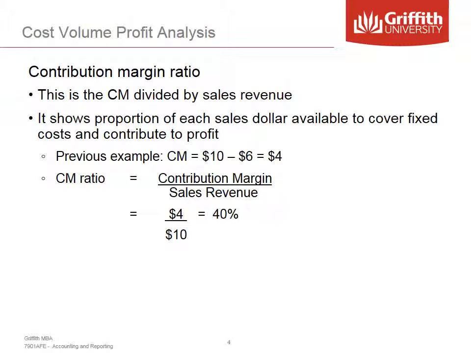So the concepts are the same, but now we take the per unit part of the discussion out, and we're just saying out of each dollar of sales, 40 cents is a contribution margin, and of course we know the difference there must be 60 cents, which is variable costs.